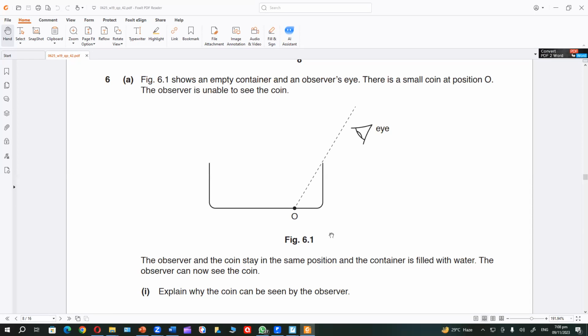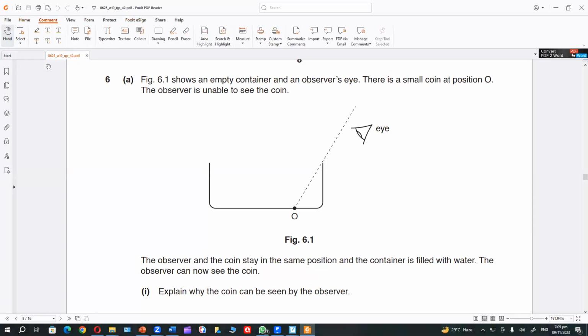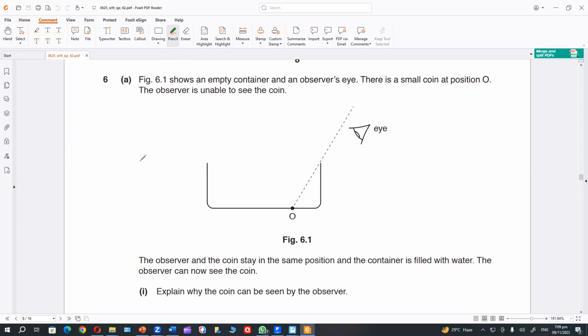Let me fill some water in the container, and water is a medium. Do you remember the famous example which every teacher gave? The example of a pencil. The pencil is submerged in water and it appears to be bent. Yes. Why does the pencil appear to be bent when it is submerged in water?